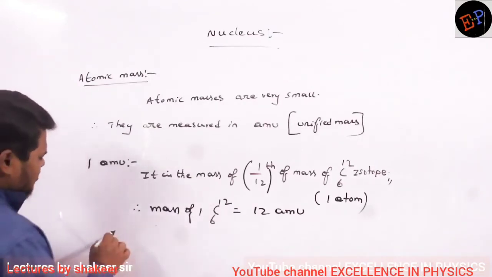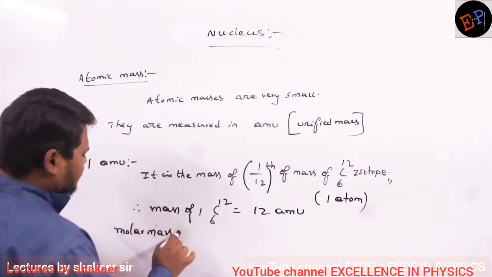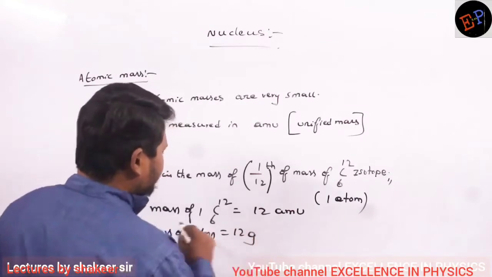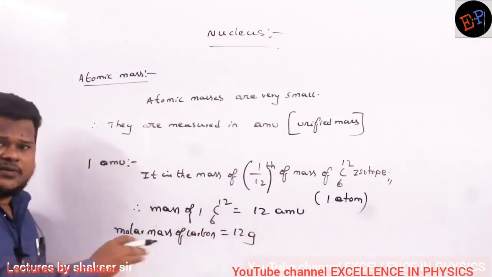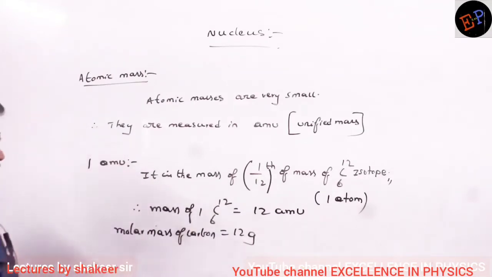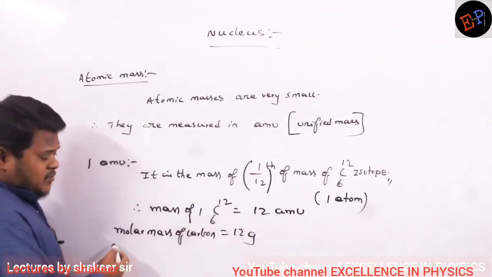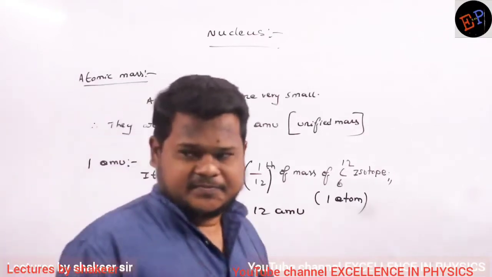Then we know molar mass of carbon or molecular weight of carbon. Molar mass of carbon is how much? 12 grams, no ma? Molar mass of carbon is 12 grams. So here the discussion is very, very important, useful both in physics as well as in chemistry. So listen very carefully. Mass of one carbon atom is 12 AMU. Molar mass of carbon is 12 grams. So what is the difference between AMU and grams?